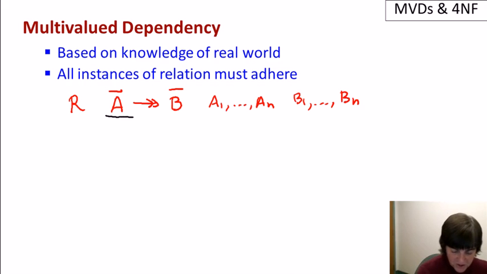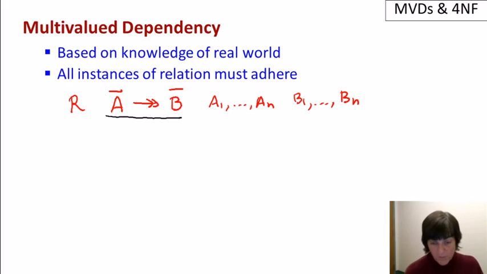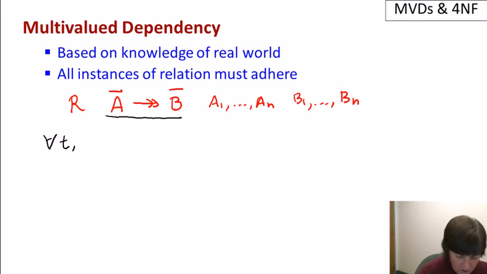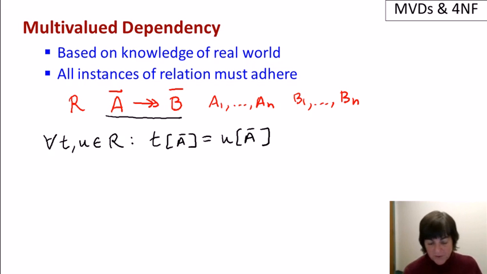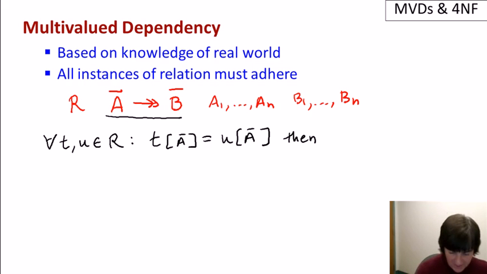So now let me write the formal definition of A multi determines B, again using first order logic, similarly to what we did with functional dependencies, but this one's a bit more complicated. It says for all tuples T and U that are in relation R, if T with the attributes A equals U for the attributes A, again, these are lists of attributes, so if the two tuples agree on their A values, then, and remember for functional dependencies it was simple, we just said they agreed on their B values, but now it gets more complicated.